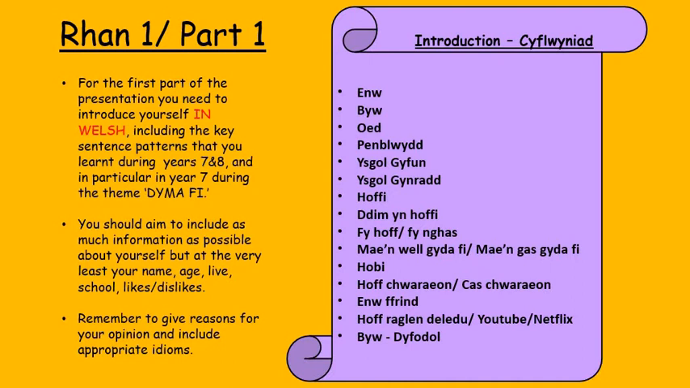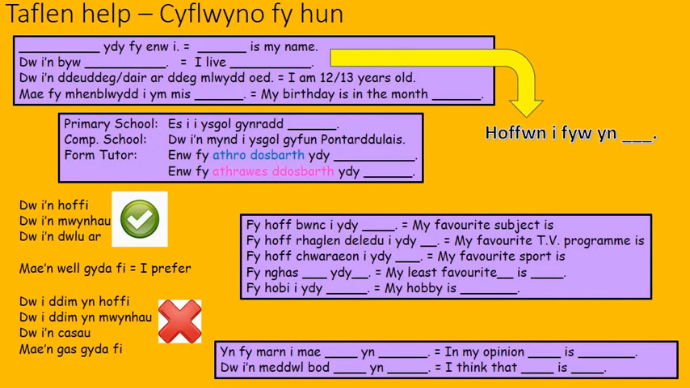So things like yn fy marn i, a bod yn honest, a dweud y gwir, they will all help you improve your work. You can see on the slide there is a checklist here for you of some of the things that you might like to include. We've also included a taflen help for you. This is a help sheet, and on here are some of the very important sentence patterns that you might like to recap on for the work.